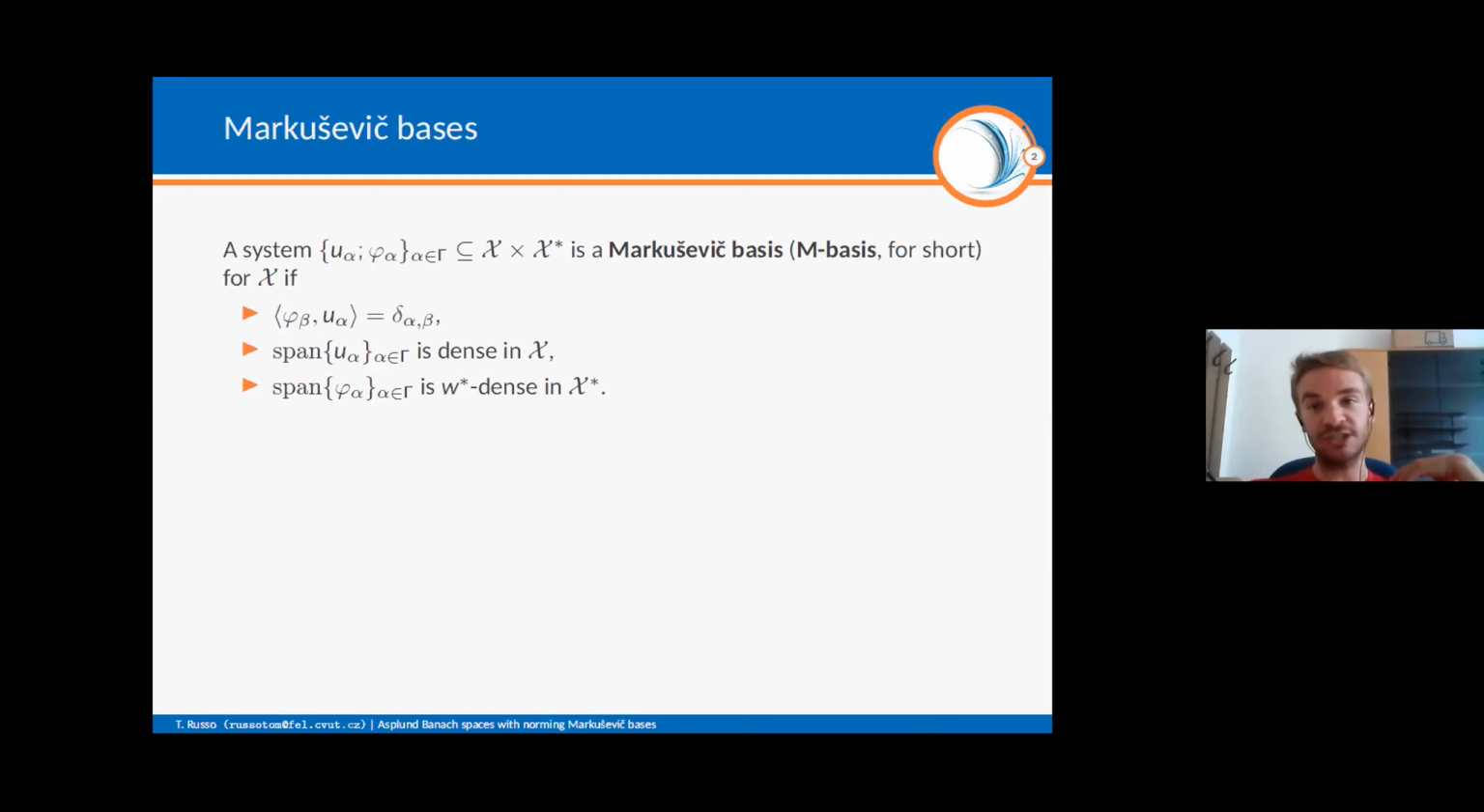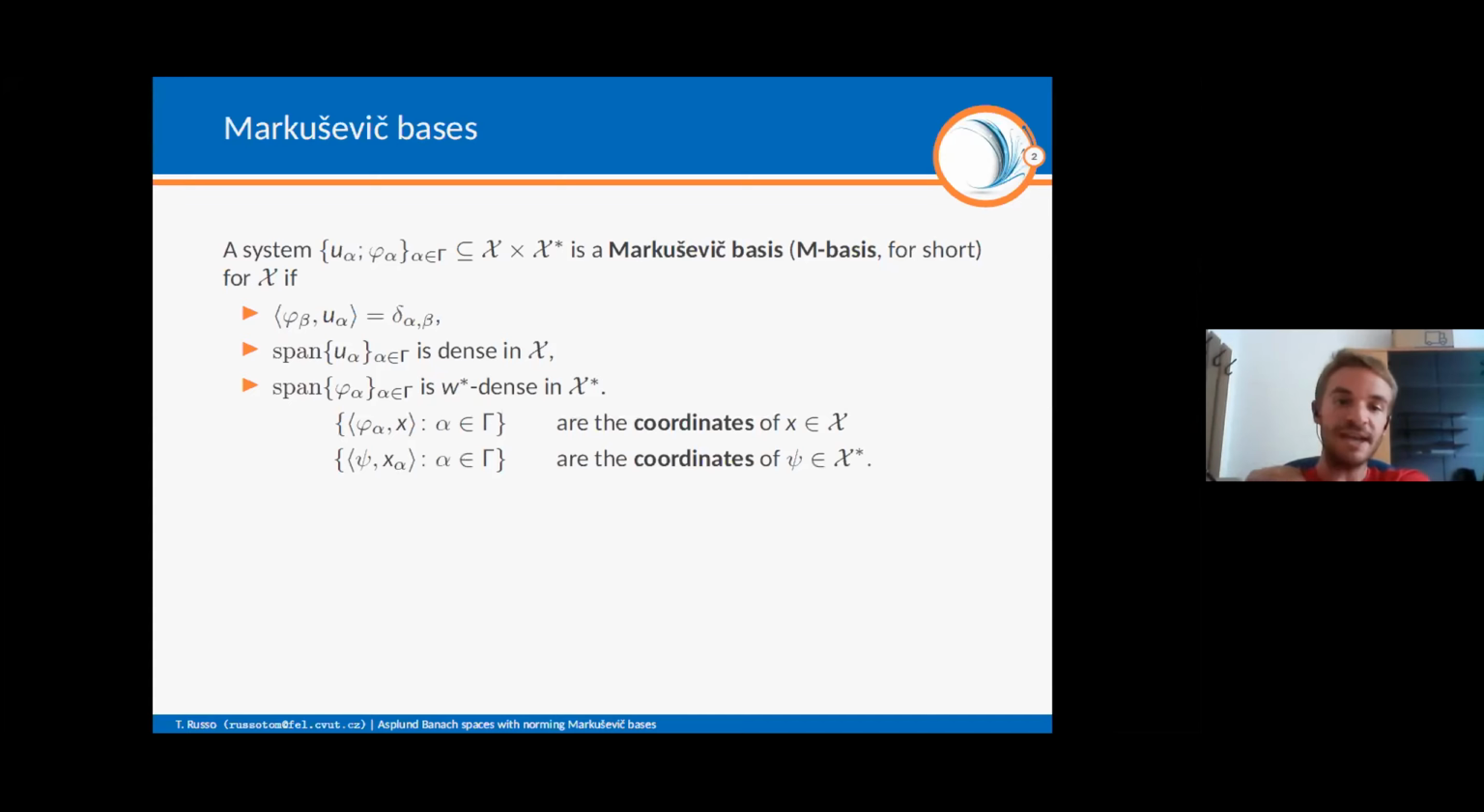So the main definition that we definitely need to start the topic with is the notion of a Markuševič basis, which I will mostly shorten to M-basis. A Markuševič basis is just a system (u_alpha, phi_alpha), where u_alpha are vectors in a Banach space and phi_alpha are functionals on the Banach space, such that they are orthogonal, namely the evaluation of phi_beta on u_alpha is the Dirac delta. The vectors u_alpha are linearly dense in the Banach space, and the linear span of the functionals is weak star dense in the dual, which can be restated as: the functionals separate points. I mean, if every functional is zero on a vector, the vector is zero.